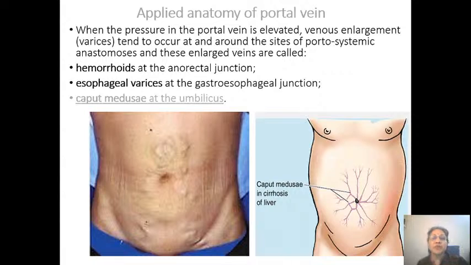So when the pressure in the portal vein is elevated for any reason, venous enlargement happens in these otherwise thin-walled channels, and that venous enlargement is called a varix. We saw this in the lower limb. We said there were saphenous varices, where the great saphenous vein was thrown into tortuosities if it was getting blocked in the drainage of the lower limb. Like that, we can have venous enlargement in the portal system, and these varices tend to occur at the site of portosystemic anastomosis. These enlarged veins are given different names depending on where they are.